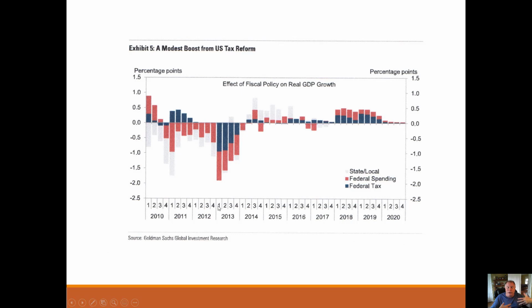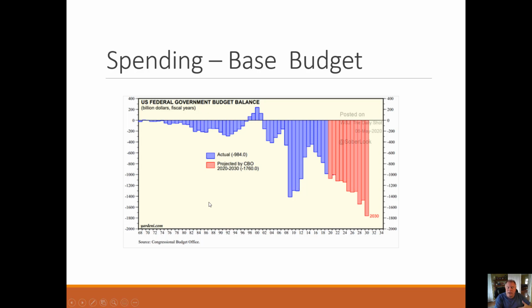So when you look at this, what appears to be right now, there was a modest boost from U.S. tax reform, but as we move out, there's no real positive impact on the economy of that, even though that was what it intended to do. So now what we have is this budget that is getting bigger and bigger every day, just as the base budget. It doesn't include anything that COVID-19 does. So again, we're borrowing, and we're not living within our means.